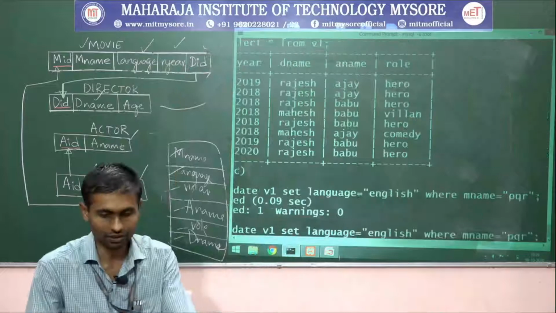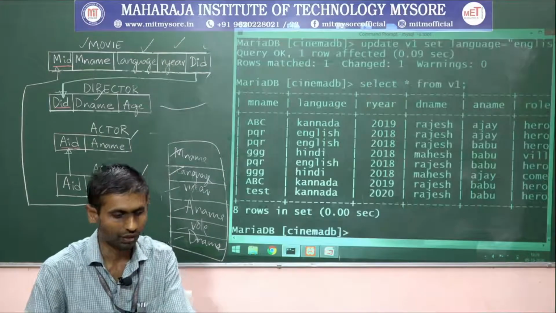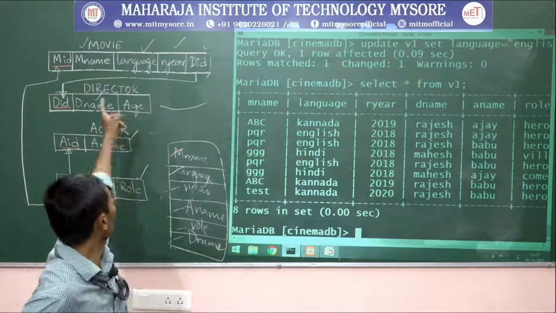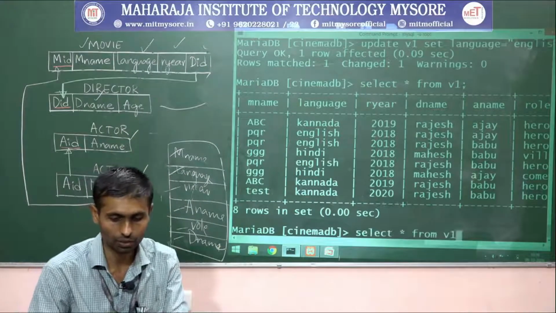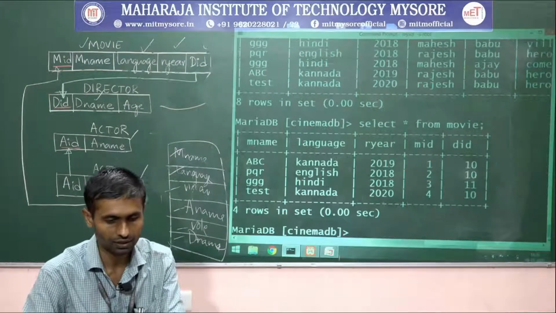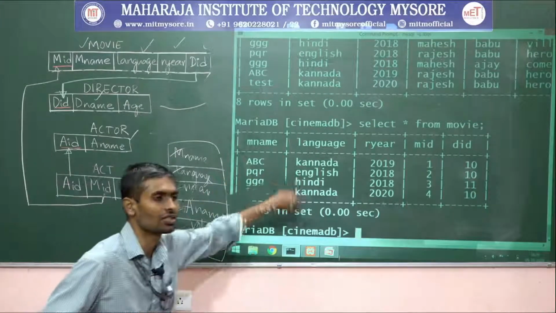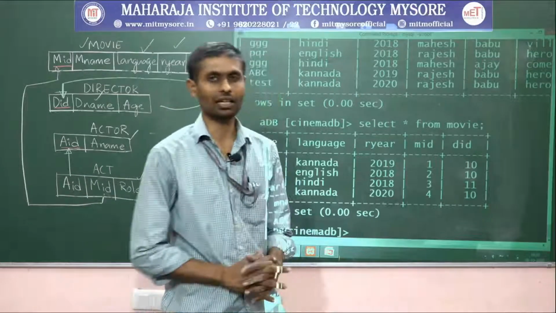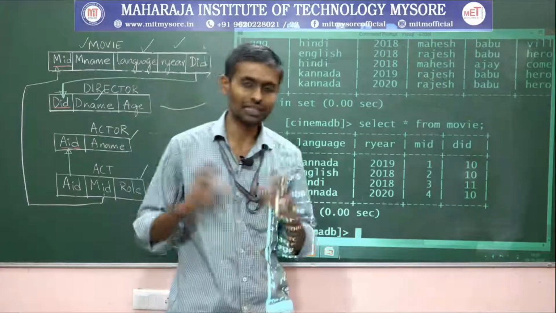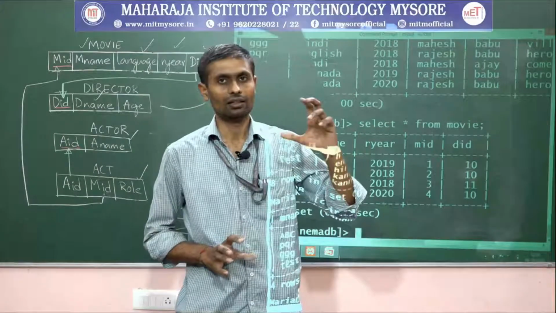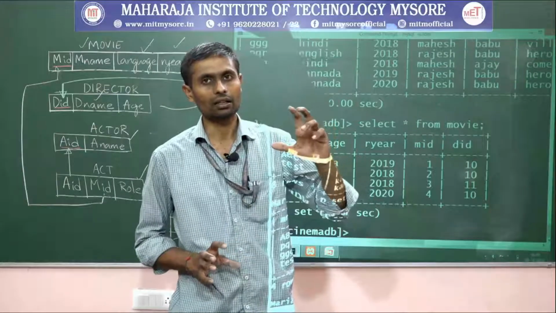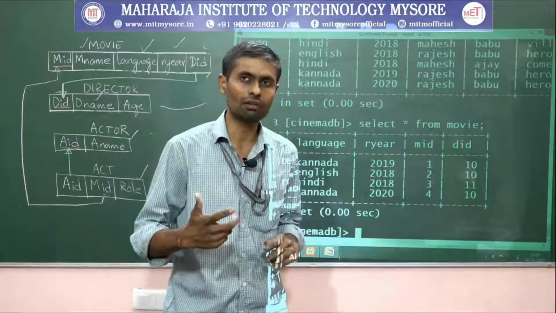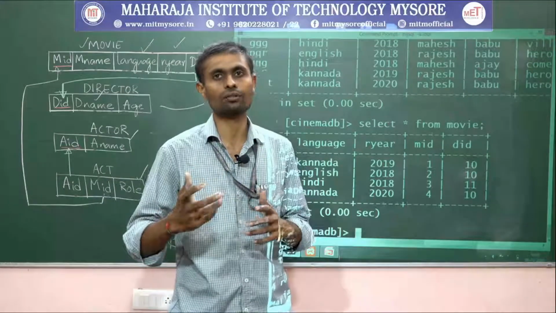Let me check, guys, whether data was reflected or not. V1, yes, we updated in V1. So PQR changed to English. But whether it is reflected in movie, we'll see the corresponding values in the movie table. So there also PQR English changed, right? So definitely it gives a feeling of a table, but it is not physically existing. Instead, it's the query behind a view that will be saved. And every time you call a view, that goes for re-execution of that query.